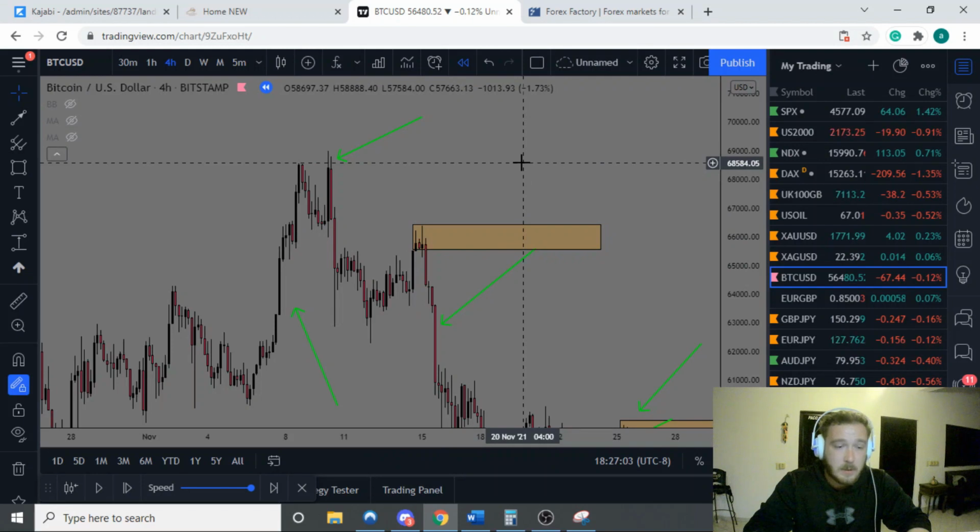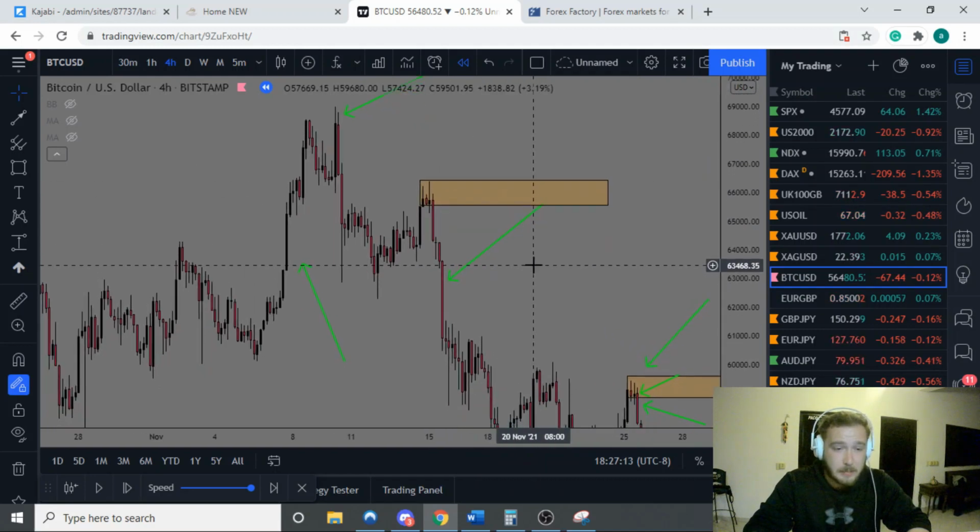Now, I get a lot of people messaging me on social media saying, hey, is this correct how I draw them, how I identify them? And I'm like, no, I wouldn't draw it like that. Or I wouldn't call that a supply or demand zone.